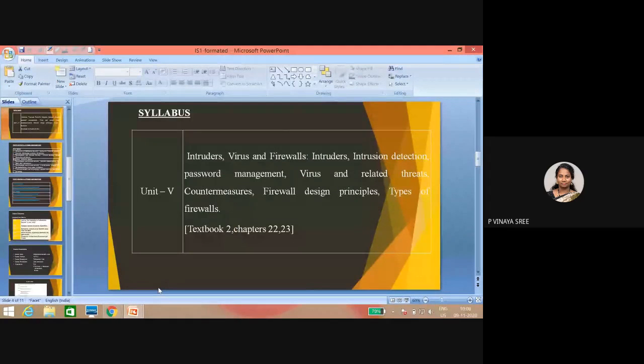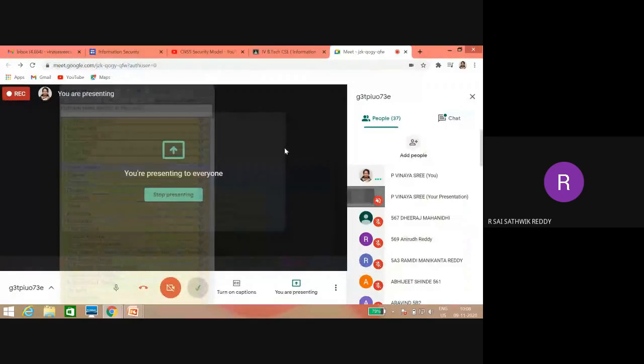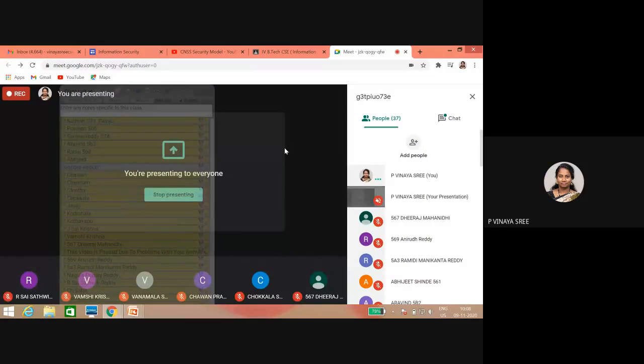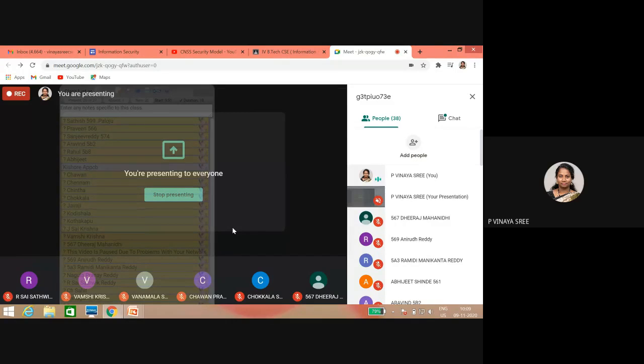Introduction to Information Security. Now, before going into information security, why is there a need for studying this subject? Can anyone answer? To secure ourselves, ma'am. For providing security for ourselves. Yes, anything more? I want answers, please, or else I need to select a roll number and they need to answer.